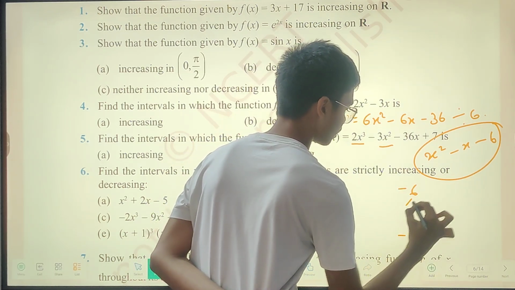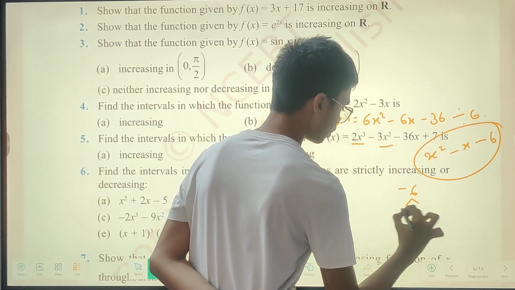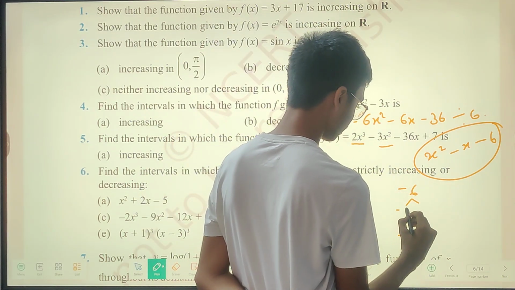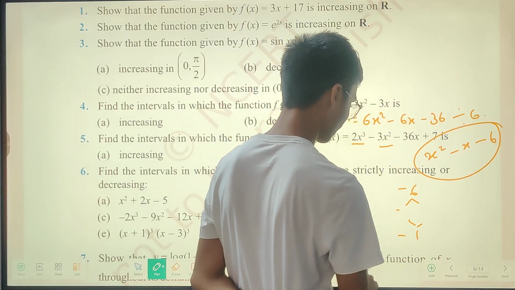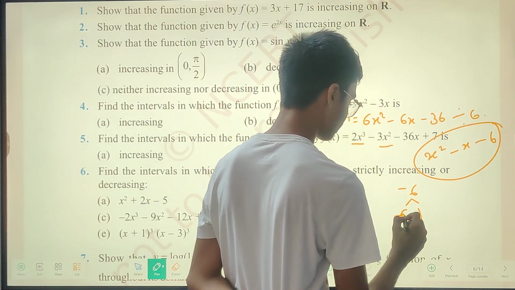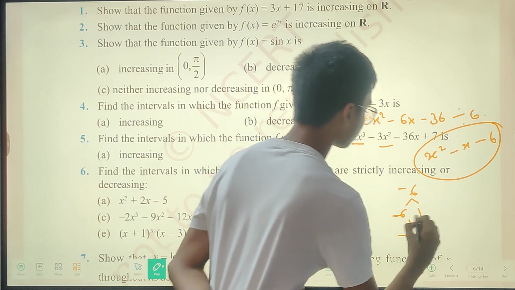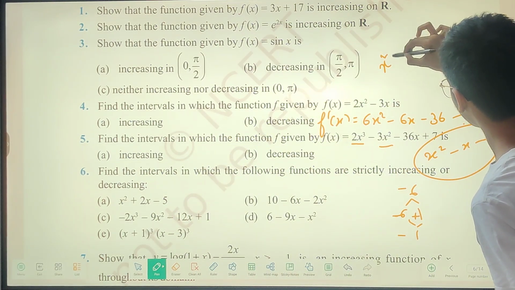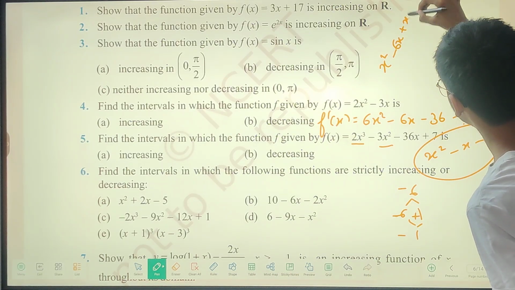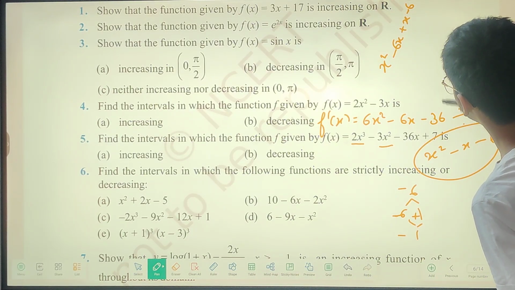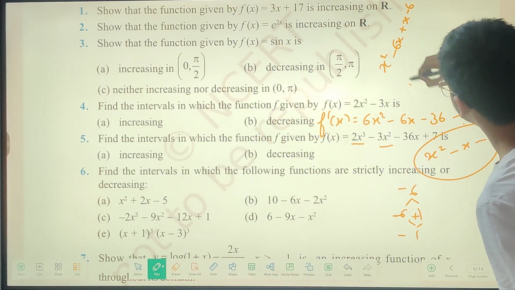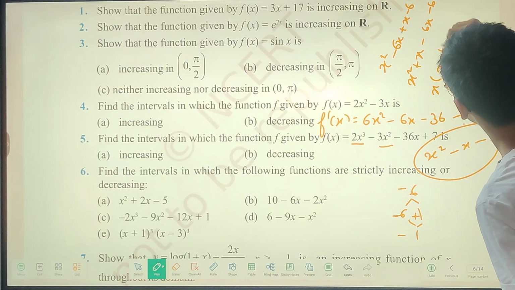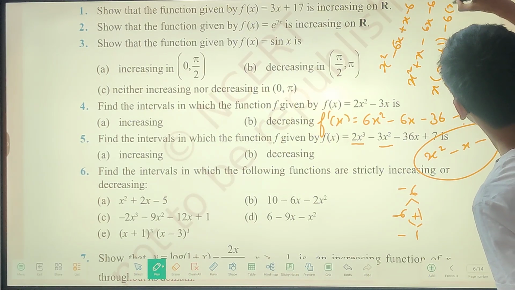Minus 6 and plus 1, we can take minus x and then plus 1. So that means you can write x squared minus 6x plus x minus 6. This is what it is going to be. Now x is common, so x times (x minus 6), plus 1 times (x minus 6).